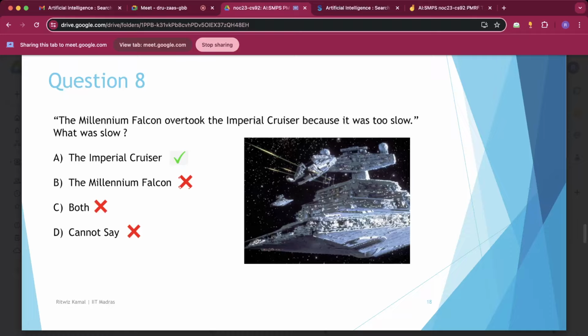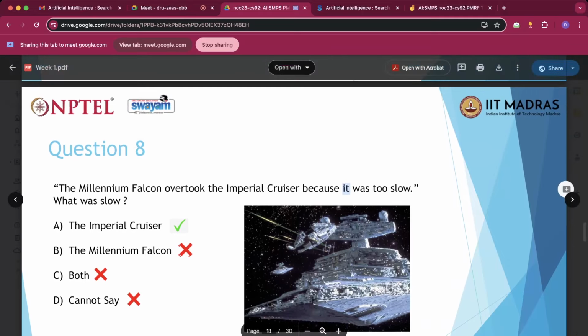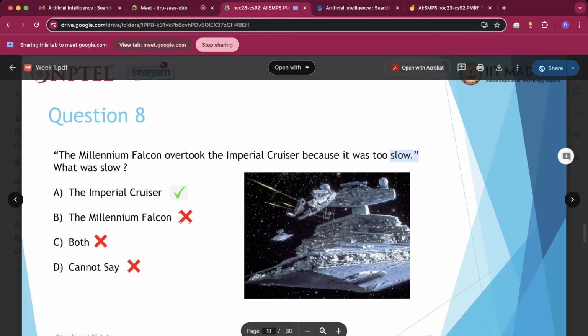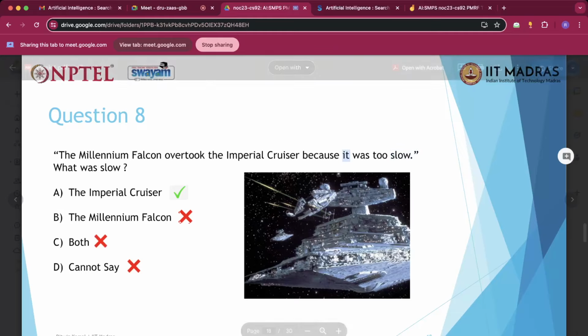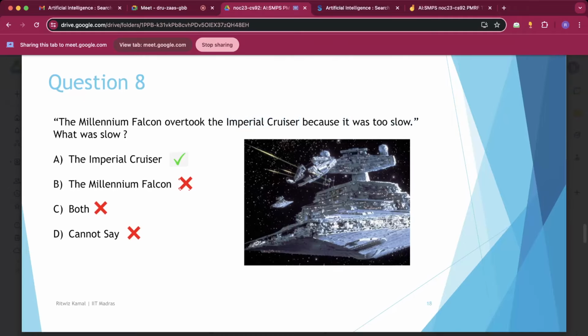Okay, so these few examples that you saw till now, where you take a specific word in the sentence and change certain other parts of the sentence, very, very minute changes, and based on that change, the reference of that particular word, in this case "it", changes, right? So here we are concerned about what "it" is referring to, and we change this word slightly. In the previous question it was fast, now it's slow. Because of this change, what this "it" is referring to changed from Millennium Falcon to Imperial Cruiser, right? These kinds of examples are called anaphora resolution.